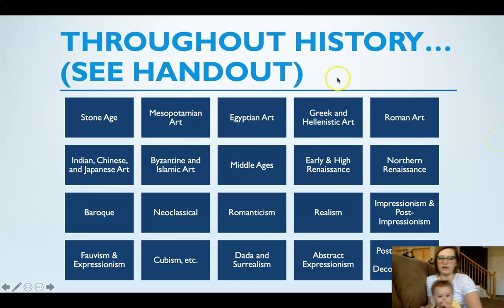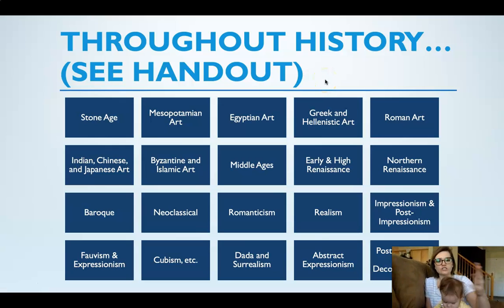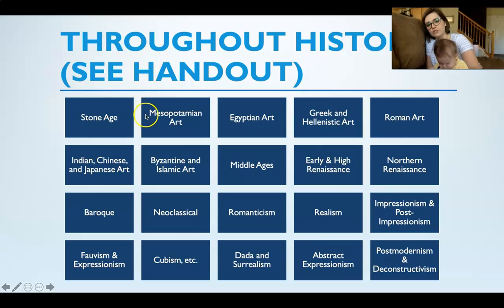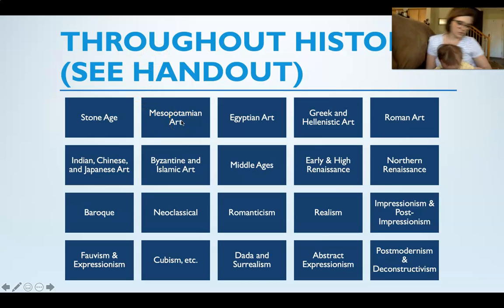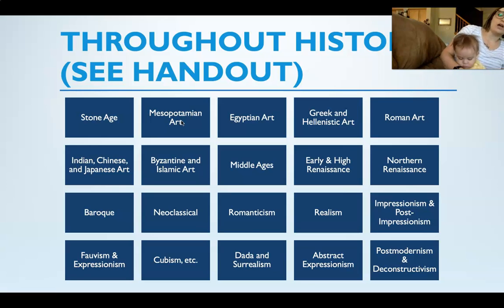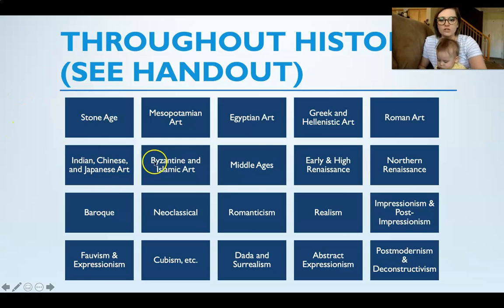Throughout history, and you guys don't have this handout because this was used when we went to the art museum a couple semesters ago, these are generally the breakdown of historical art movements. So we have the Stone Age, Mesopotamian, Egyptian, all the way through ancient Roman art. Then we have Eastern art, the Middle Ages, early and high Renaissance. Then the Northern Renaissance, which is different from the early and high Baroque, neoclassical, Romanticism, Realism, Impressionism and Post-Impressionism, Fauvism, Expressionism, Cubism, Dada, and Surrealism, Abstract Expressionism, and Postmodernism and Deconstructivism.